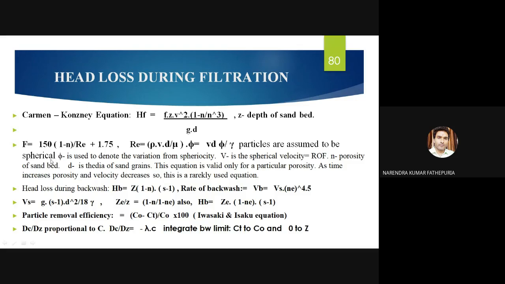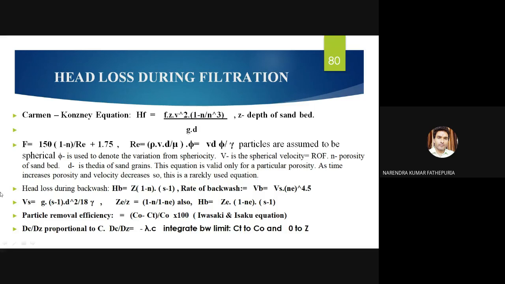Particles are assumed to be spherical. This Xi sign is used to denote the variation from the sphericity, and V is the superficial velocity, which will be equal to the rate of filtration. N is the porosity of the sand, and D is the diameter of the sand grain, small d. And this equation is valid only for a particular porosity. As time increases, porosity and velocity change. So this is a rarely used equation.